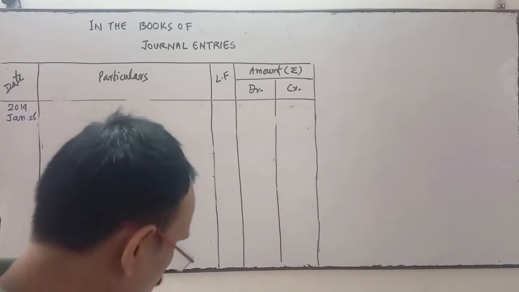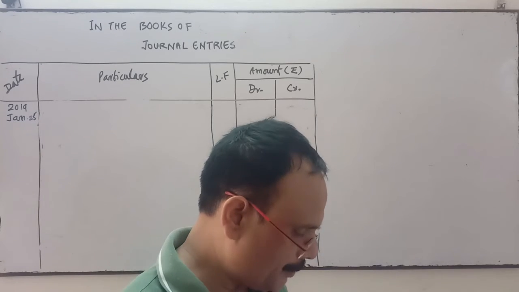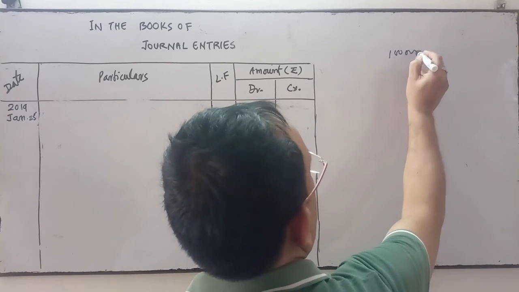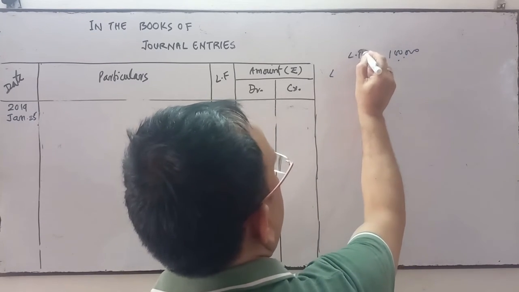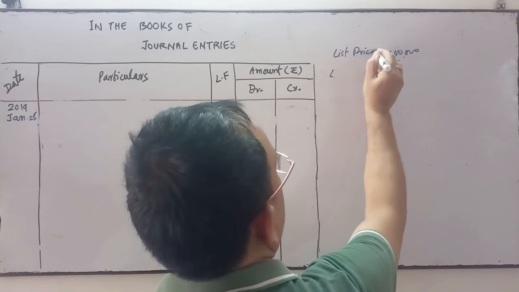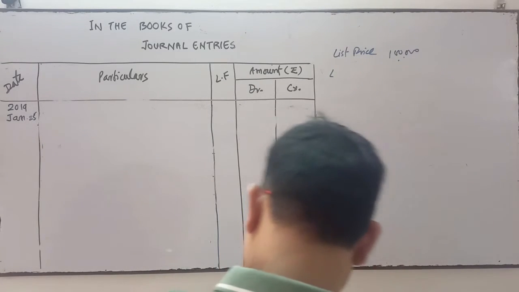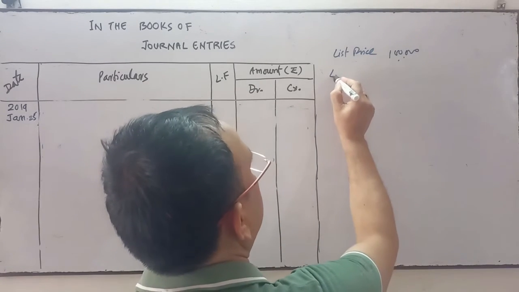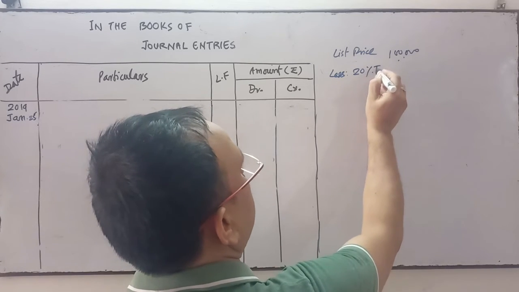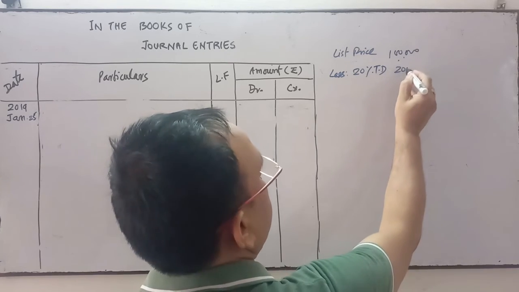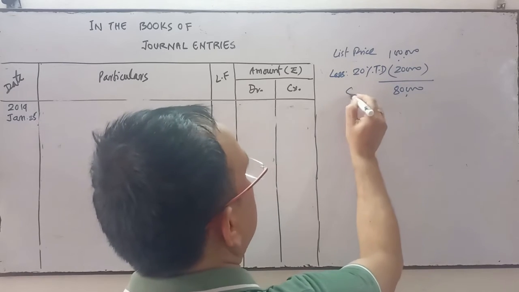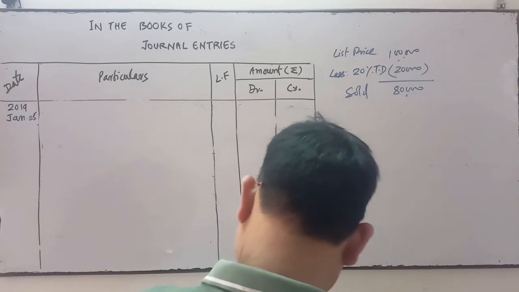So the transaction is: sold goods to Garima, allowed her 20% trade discount. Sold goods to Garima for rupees 1 lakh. Less, this is the list price. This is called list price or catalog price. Sold goods of rupees 1 lakh, and allowed her how much trade discount? 20% trade discount. 20% of 1 lakh is 20,000. Easy to calculate. So it is 80,000. It means goods sold for rupees 80,000.